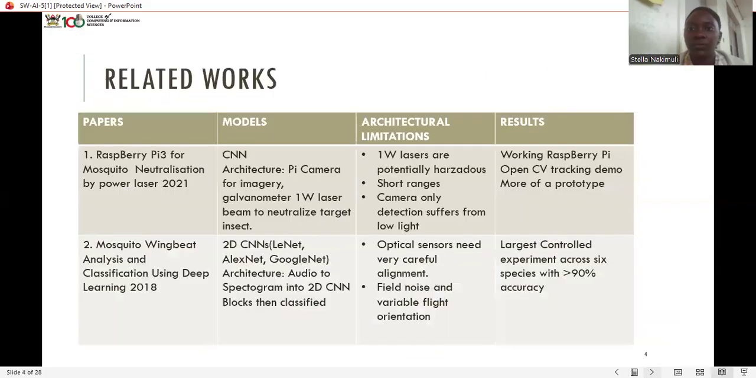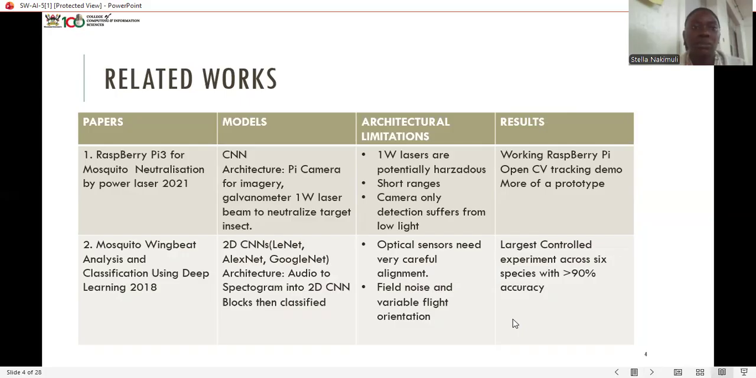So moving on, here are some related works. Here we compiled some papers that talk about this project and specify some models and architectural limitations, plus some results that we got after the research was made on these models.